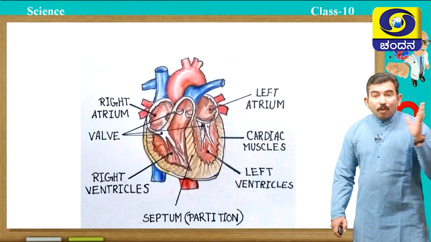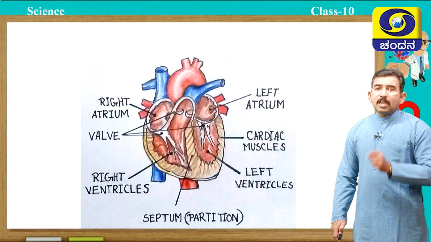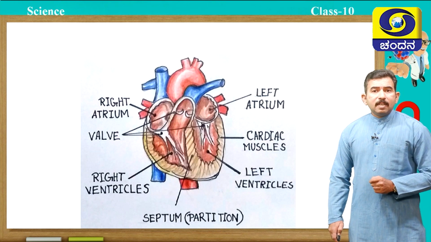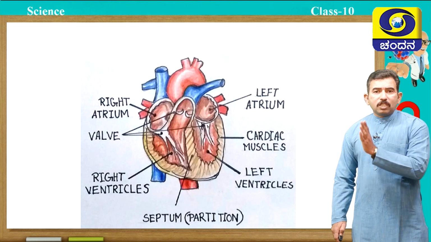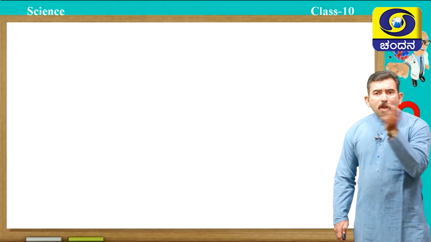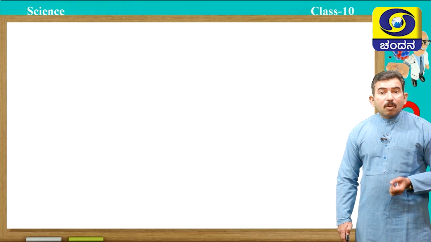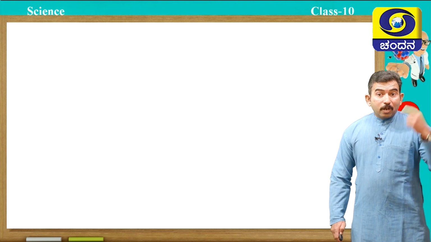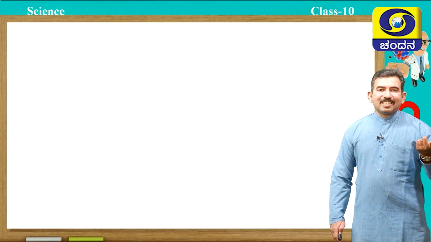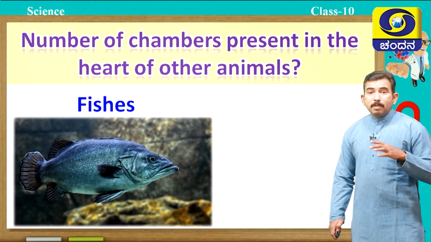Okay, all of you have seen that video clip, right? The speciality of the human heart is that here oxygenated blood does not mix with the deoxygenated blood. One small question for you students. What about the number of chambers of heart in other animals? Just recall what you have studied in your last class.